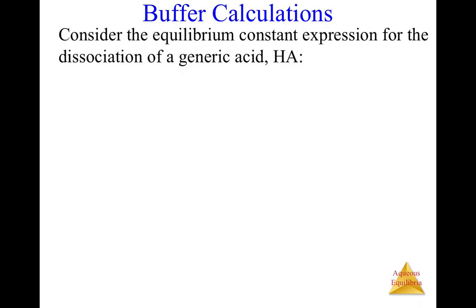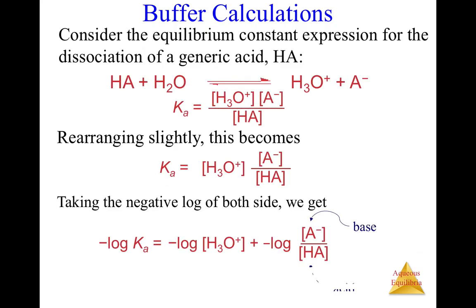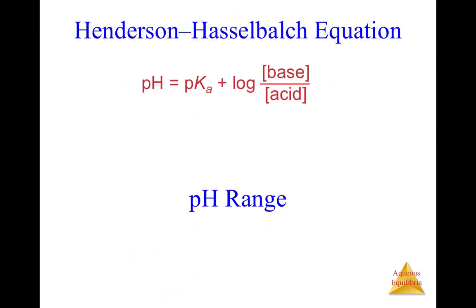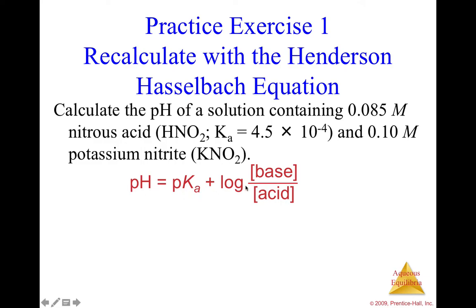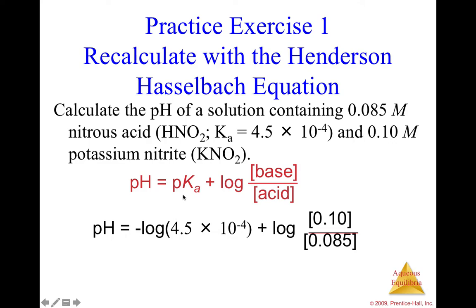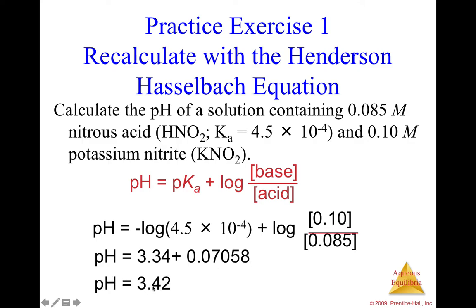Now hopping back to redoing practice exercise 1, this time with the HH equation. Now that we recognize it's a buffer, we can use our Henderson-Hasselbalch equation: pH equals pKa plus log of base molarity over acid molarity. Remember, pKa is the negative log of the Ka. I got for my pKa 3.34, and the log of 0.1 over 0.085 is 0.07058, which results in a pH of 3.42. So again, much faster than hydrolysis, ICE, solve for X, check, and then get your pH.